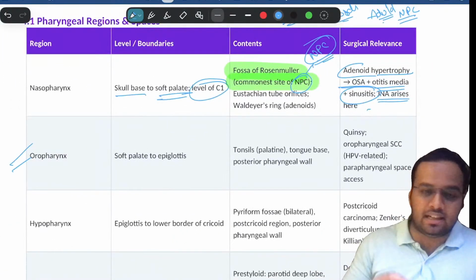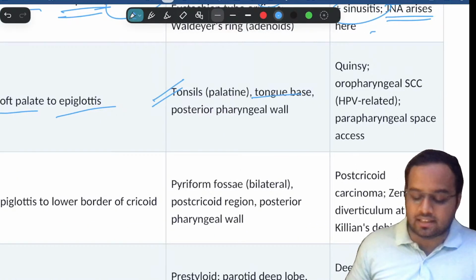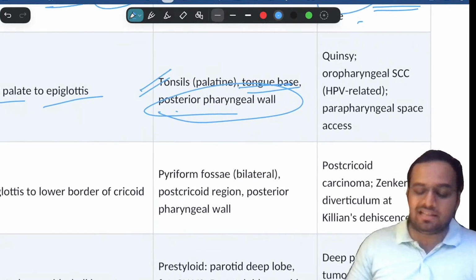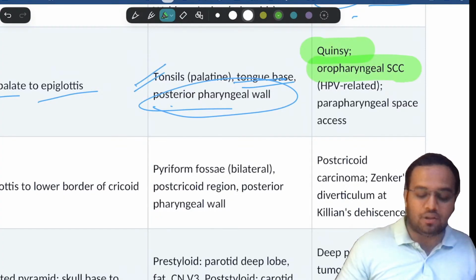Oropharynx. So what is the oropharynx? It extends from the soft palate to the epiglottis. And what does it contain? It contains the palatine tonsils, the tongue base, and the posterior pharyngeal wall. Always remember that for tonsils, a few important conditions like quinsy and oropharyngeal squamous cell carcinoma are very important.